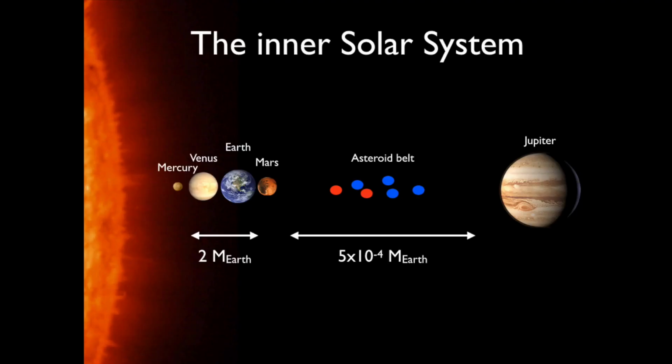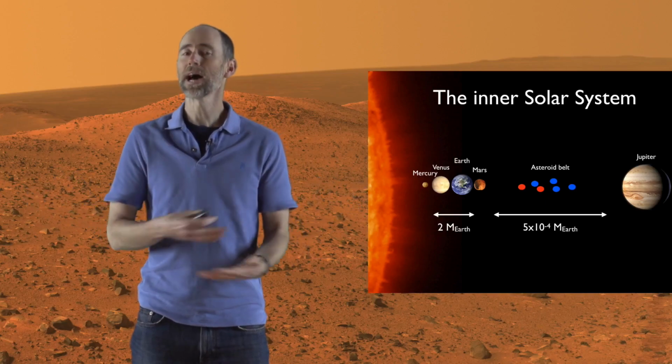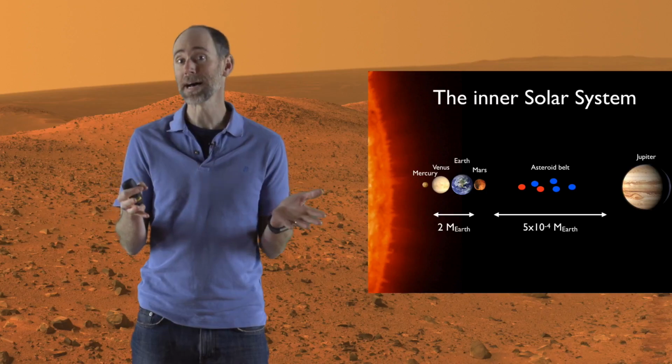So just to get started, here's a kind of cartoon of the inner solar system. We have 4 rocky terrestrial planets. If you add them up, they make about twice the mass of the Earth. Then there's a wide belt, the asteroid belt. And then further out is Jupiter. Now the asteroid belt doesn't contain a lot of mass. If you add up all of the asteroids, they only are less than 1,000th of Earth mass.